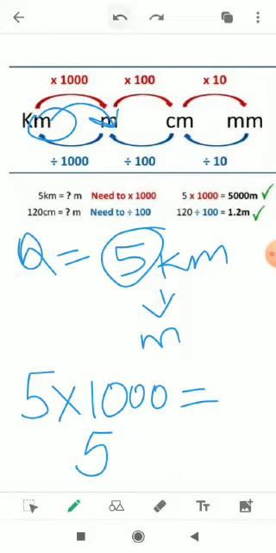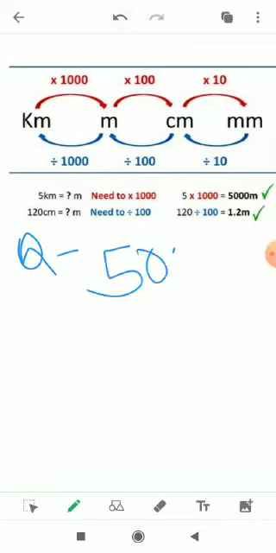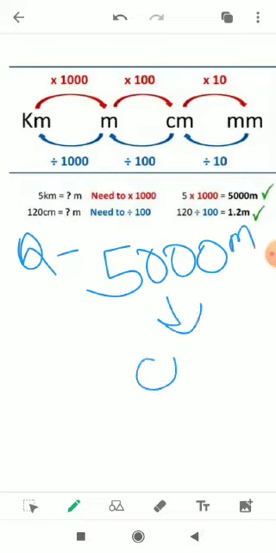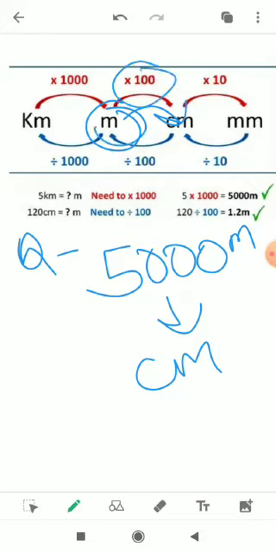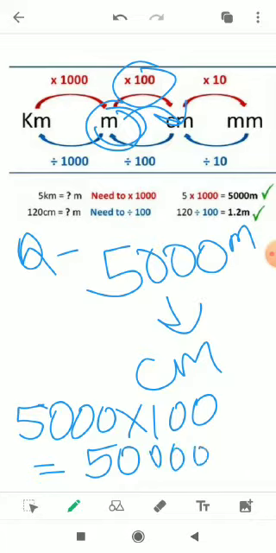In the same way, if I ask you to convert 5000 meters into centimeters, then to convert meter into centimeter, we need to multiply the meter value by 100. So we multiply 5000 by 100 and we will get the value, and this much will be in centimeters.